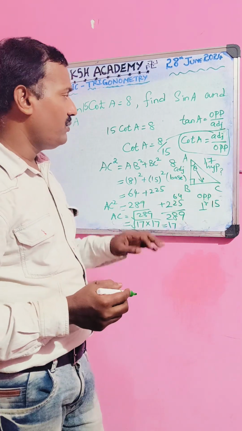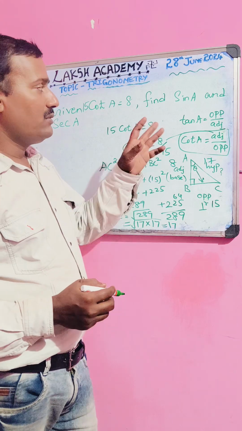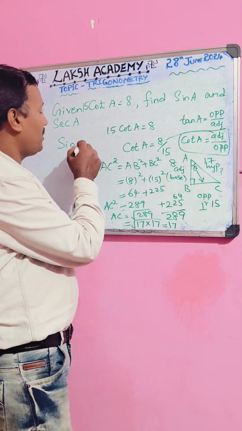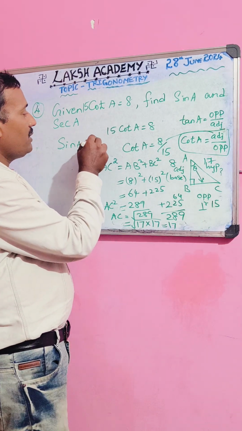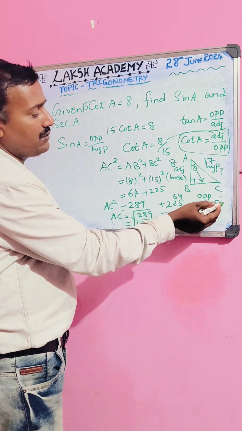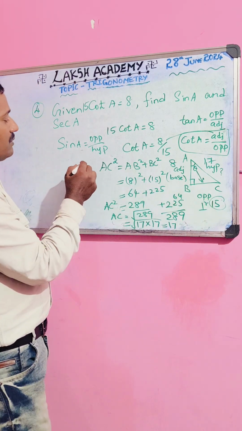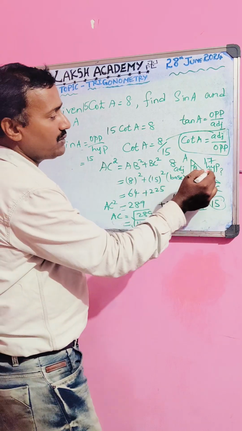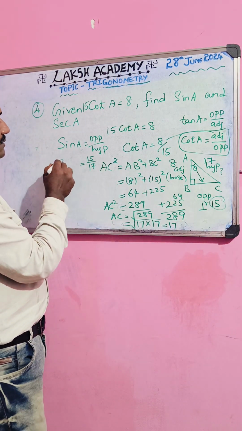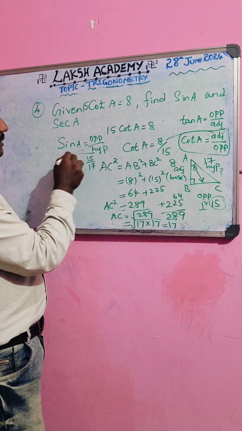Now we have to find sin A. Sin means you can remember sin A equal to opposite by hypotenuse. The opposite side we have here is 15, and the hypotenuse side we have here is 17. So for sin A the answer is 15 by 17.